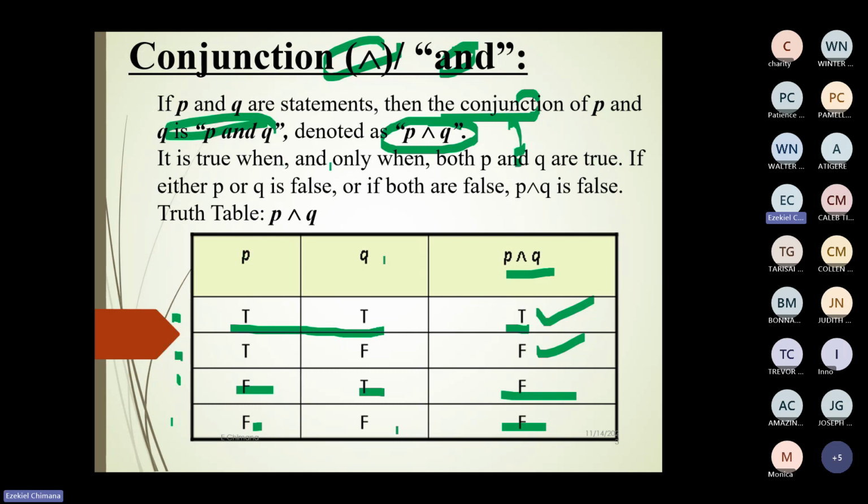So it is true when and only when both P and Q are what? Are true. So if either P or Q is false, or if both are false, P and Q is also what? Is also false. And then here's the truth table to claim that. So if you are being asked to draw a truth table for the P and Q operation, that's what you do there.